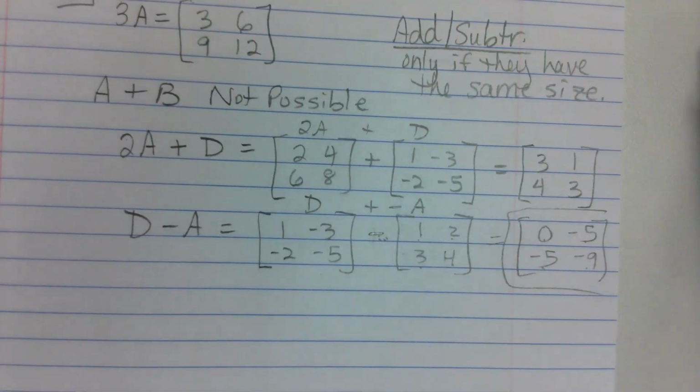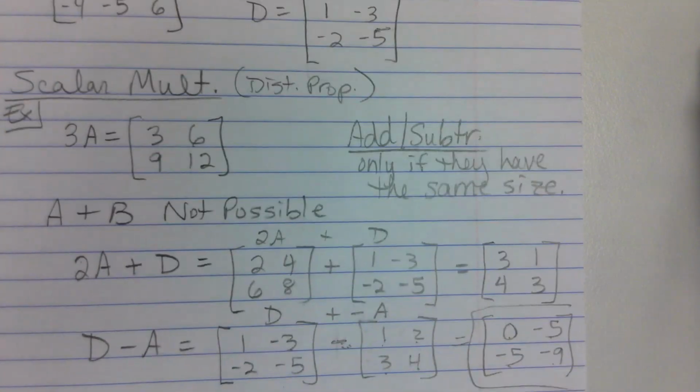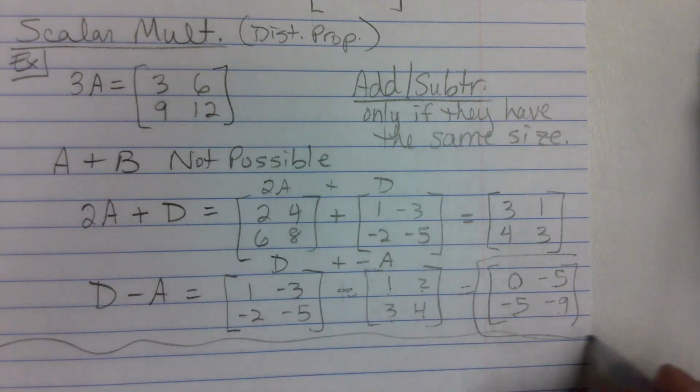Any of the other ones, we could not add or subtract. They have to be the same size. Feel good about it? Yes. Can there be a matrix that's 1 by 1? Yeah, but that's just a scalar itself, right? Just multiplying and adding numbers.